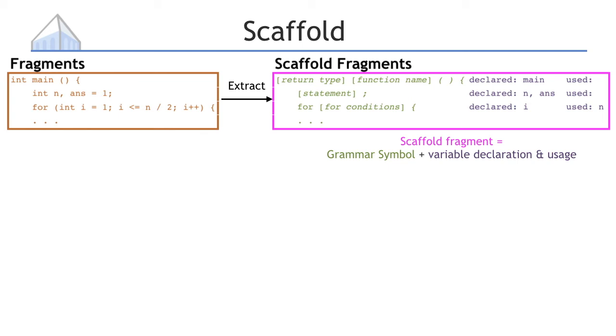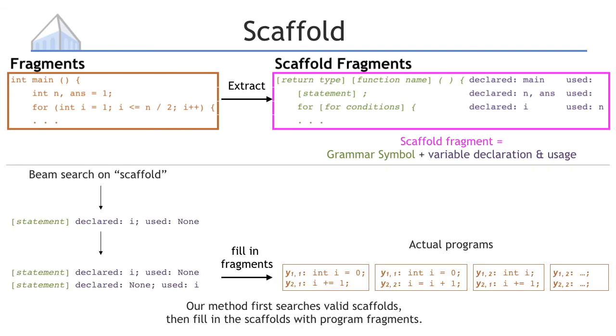We can combine scaffold fragments to form a scaffold of a full program, just as we can combine program fragments to form a full program. We can directly verify the constraints on this abstraction called scaffold, and it satisfies the constraints if and only if its corresponding program satisfies the constraints. In other words, the brown box satisfies the constraints if and only if the pink box satisfies the constraints. Our method first searches for scaffolds, which is now on the left, and then fills the scaffolds with program fragments to form actual executable programs, which is now on the right.